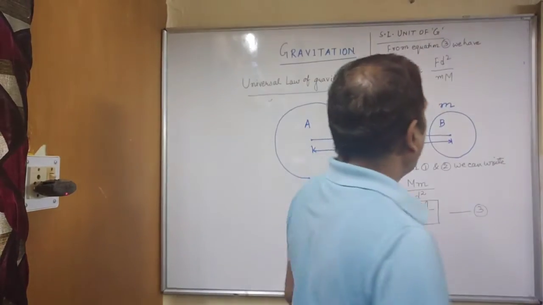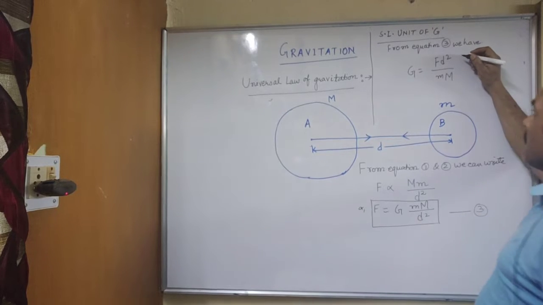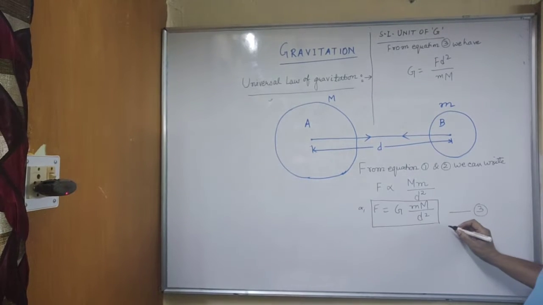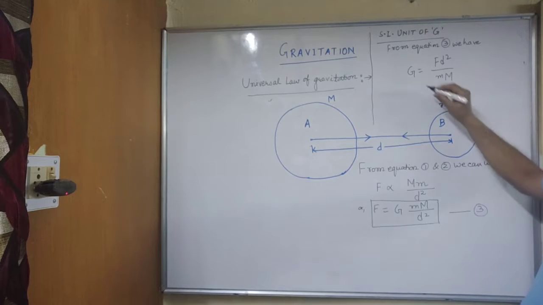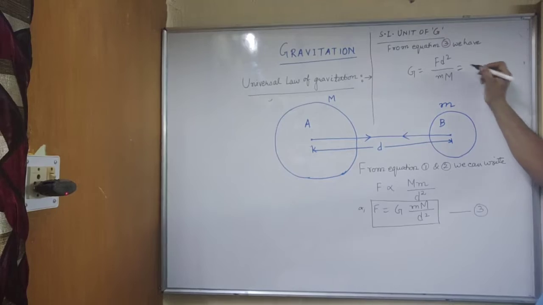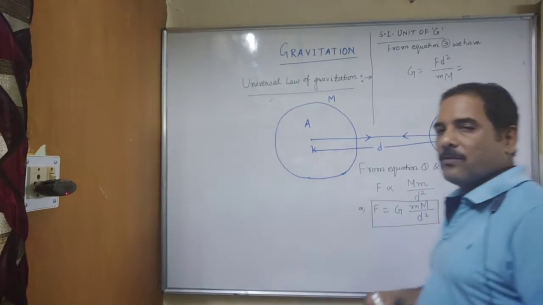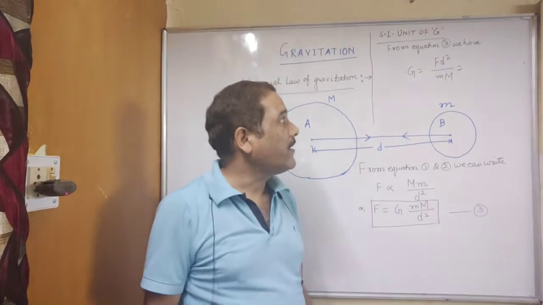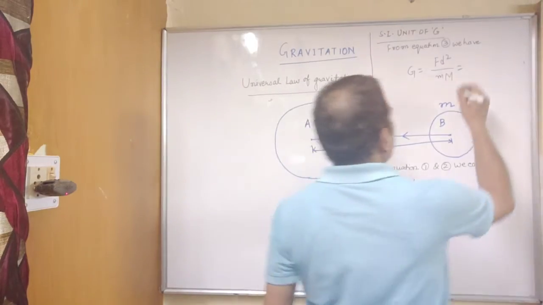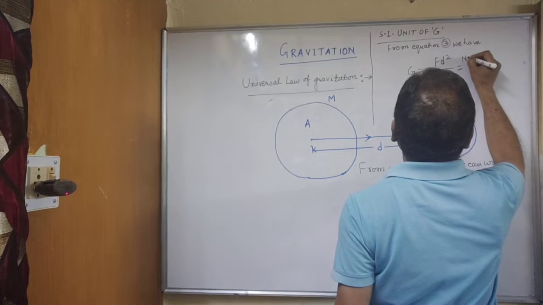Children, I am discussing the SI unit of gravitational constant. From equation 3, we can write G is equal to F d square by m M. Now we will substitute the values, and you know F stands for force here. So SI unit of force is Newton.